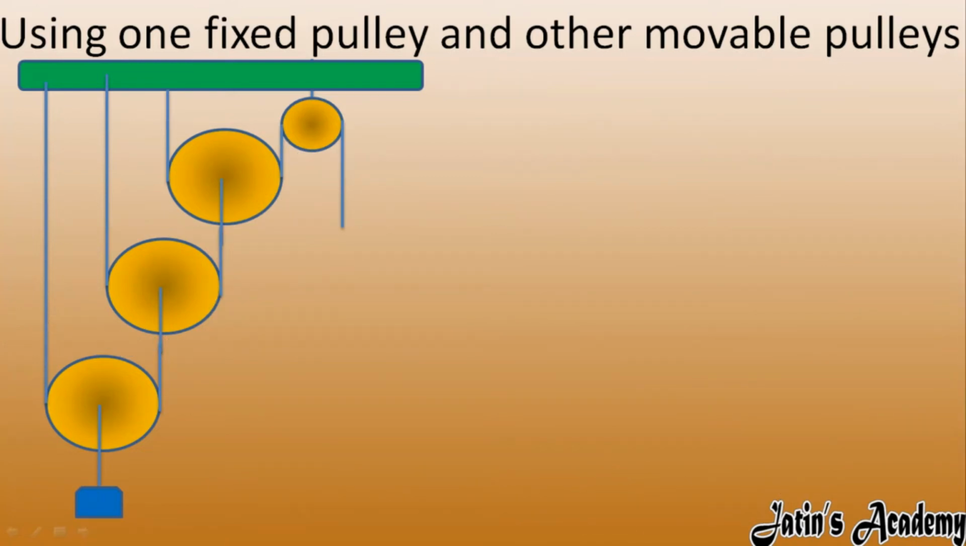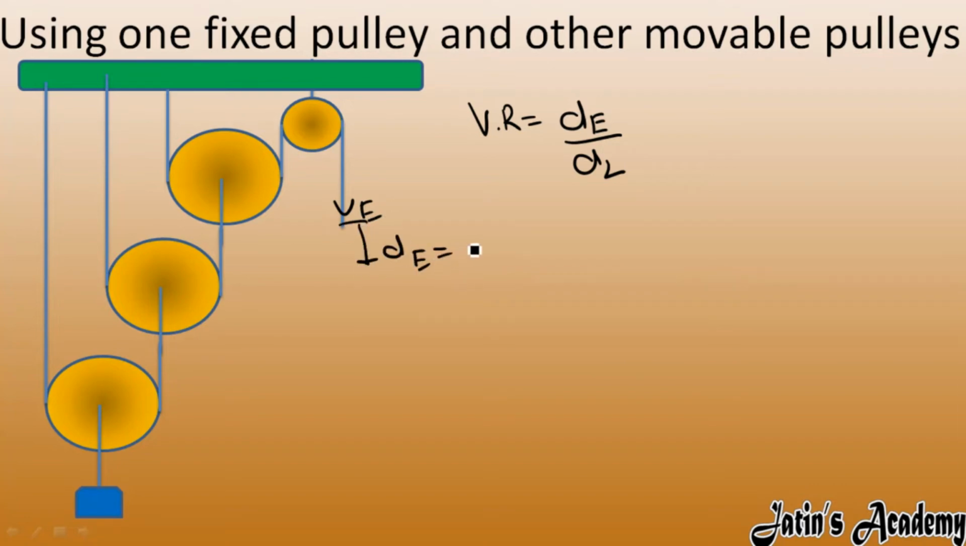Now we have to calculate the velocity ratio. So what is velocity ratio? Velocity ratio is displacement of effort over displacement of load. Here we are applying the effort, so here we have the displacement of effort. For example, this is D, and here we have the displacement of load, that is DL.